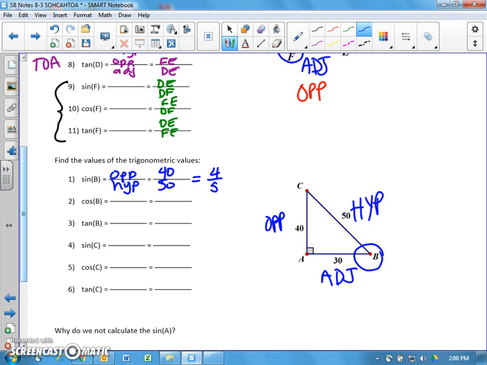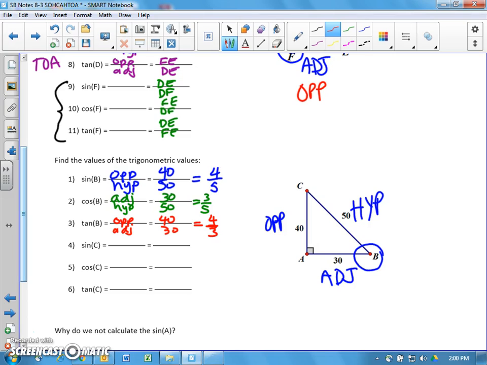Go ahead and try cosine. Think about your ratio. For cosine, it should be adjacent over hypotenuse. So my adjacent side is 30, hypotenuse is 50. This reduces to 3/5. And finally, tangent. This should be opposite over adjacent. Our opposite side is 40, our adjacent is 30, giving us a ratio of 4/3.